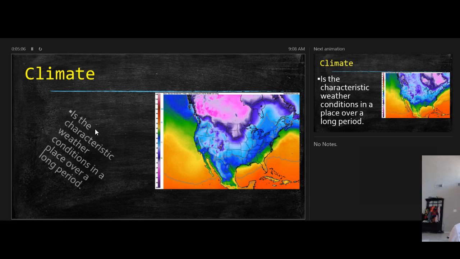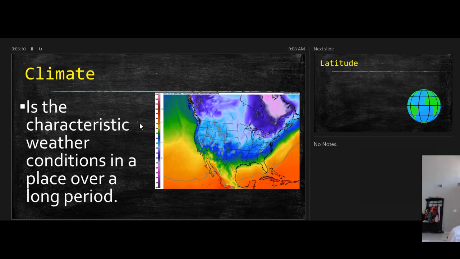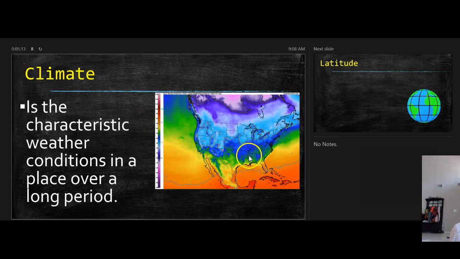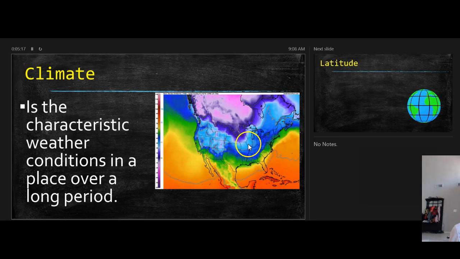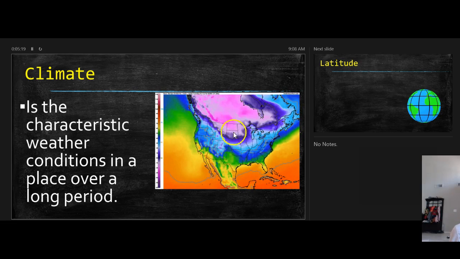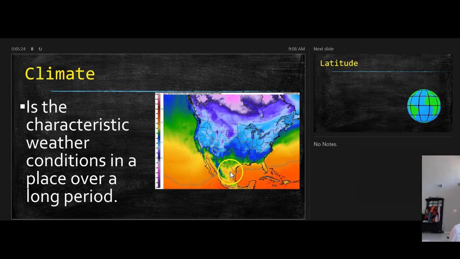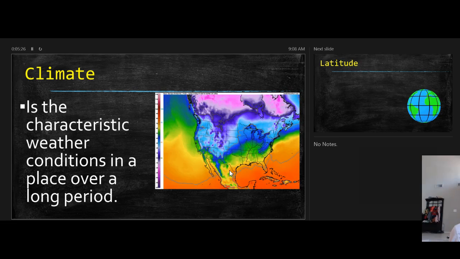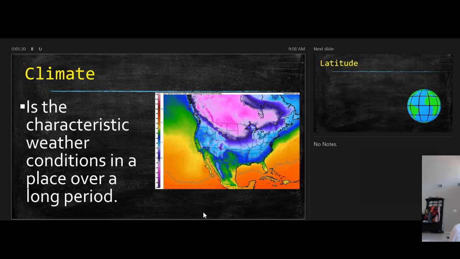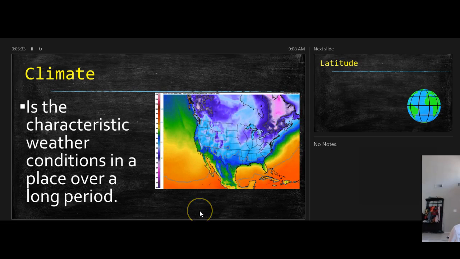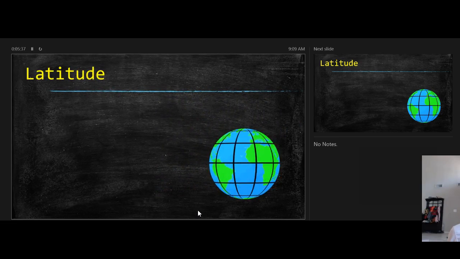All right, so we have climate. Climate is the characteristic weather conditions in a place over a long period of time. This is a GIF of the U.S., but it gives you an idea of general weather patterns. It's colder up top, and warmer on the bottom, in the southern latitudes in the States. I'm not going to say this every time, but as you move through these, if you can pause the video for a minute or two so each person has an opportunity to write this down, then we'll move forward. All right, let's go to the next one.